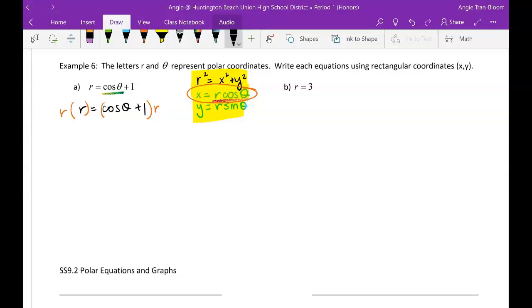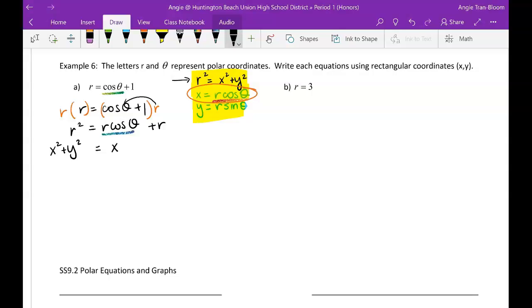Okay, so r times r is r squared. Cosine of theta times r, distribute, that's r cosine of theta. 1 times r is r. Can you see that this is right now x? Now r squared is also x squared plus y squared. Remember, we're trying to convert it into rectangular. That means only x's and y's are left behind.